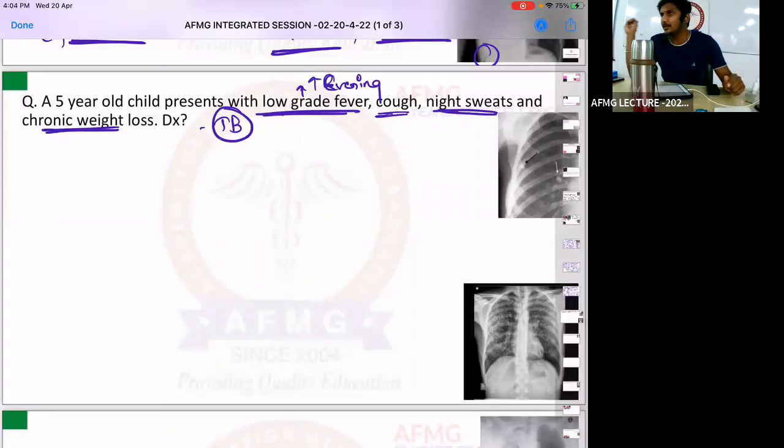Most common site for primary TB: lungs. Where in the lungs? Ghon's focus is seen where?